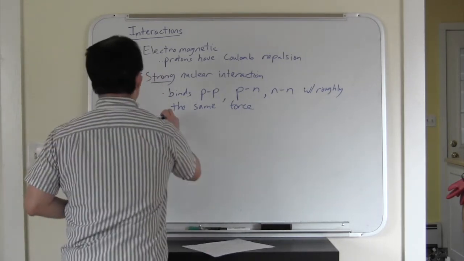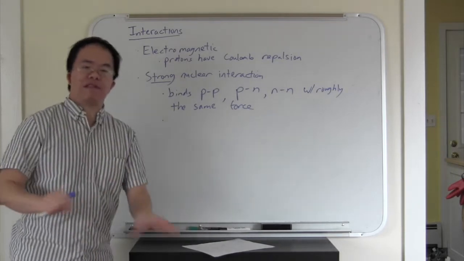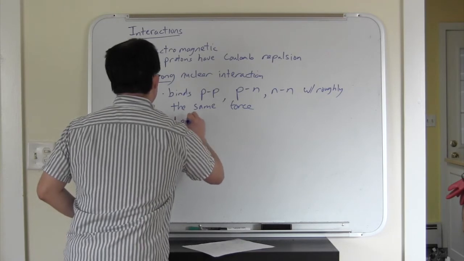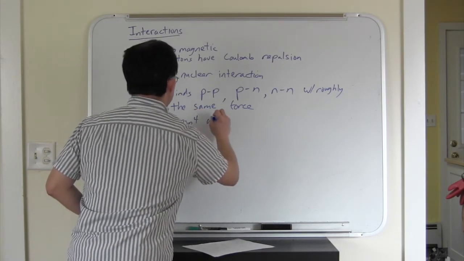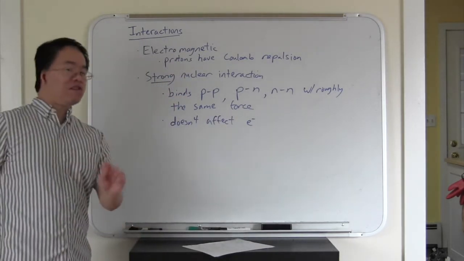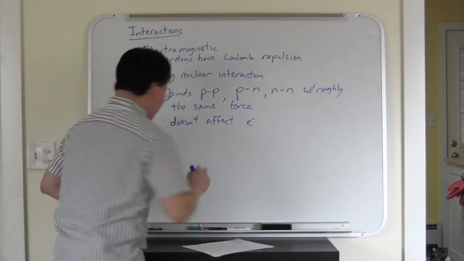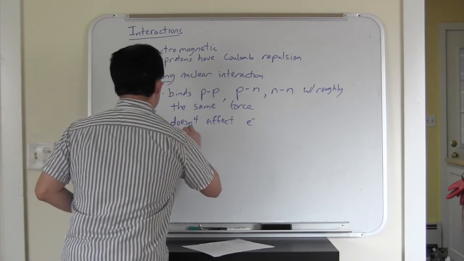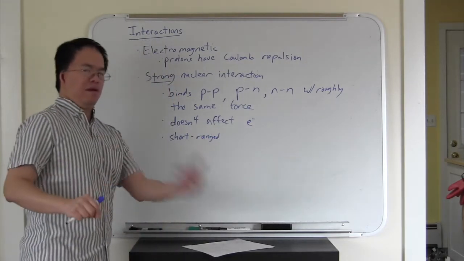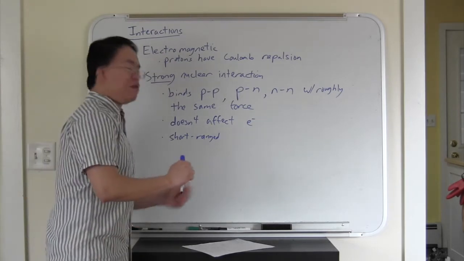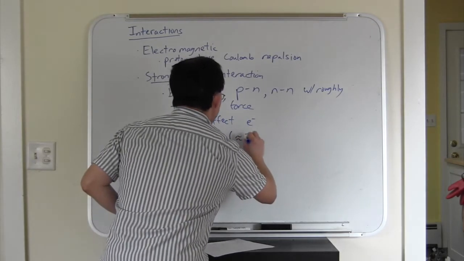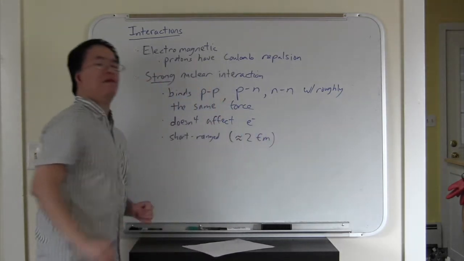A few other things. The strong interaction is not electric in nature, in the sense that it doesn't affect electrons, and it's also very short-ranged. Its range is on that femtometer length scale as well, like what we talked about. So this is on the order of about 2 femtometers.